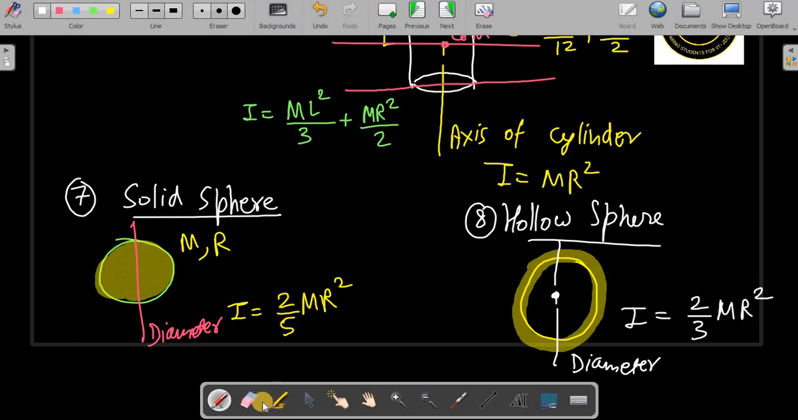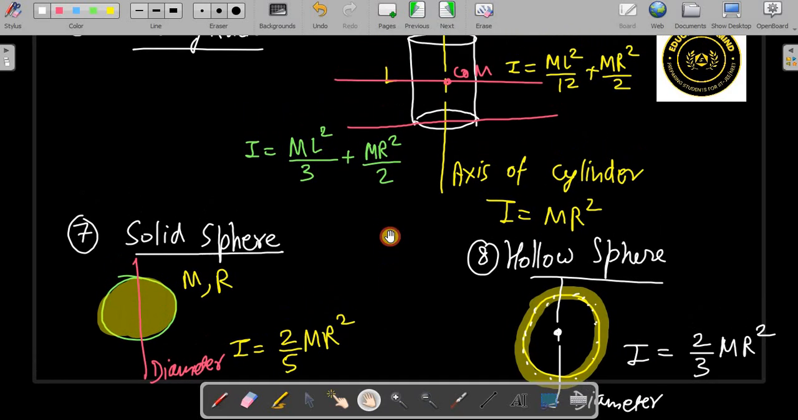And you should note that the moment of inertia for a hollow sphere is more than that of a solid one, because in the solid sphere almost all the mass is present near the axis. If the masses are distributed nearer to the axis, the inertia decreases, and if they are away from the axis, the inertia increases. Here the masses are away from the axis because they are on the surface. That's why it is large: 2 by 3, compared to 2 by 5. The derivations we are going to skip right now.